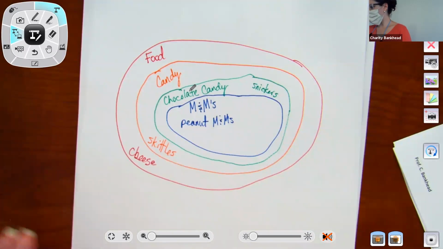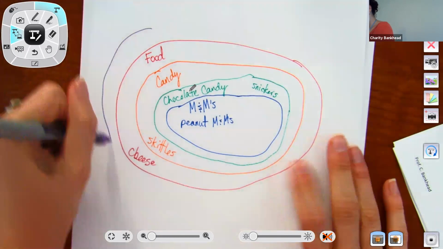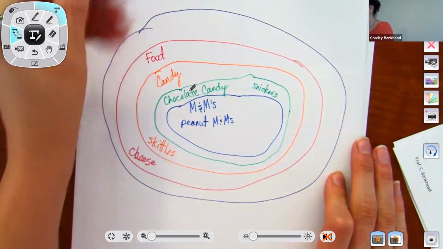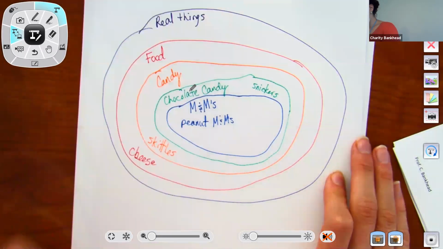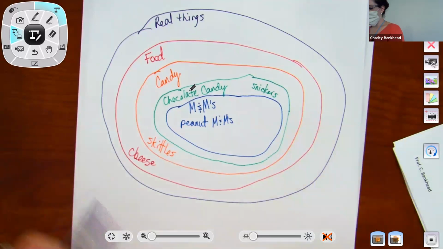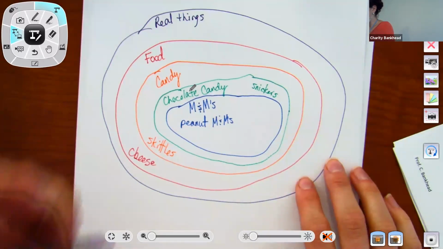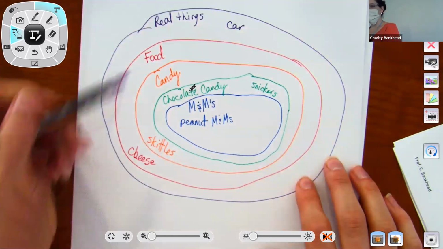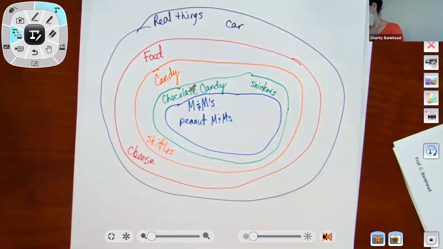I think I usually have another circle out here on the outside of this called things. In that section, I could write car. It's a real thing, not a food.